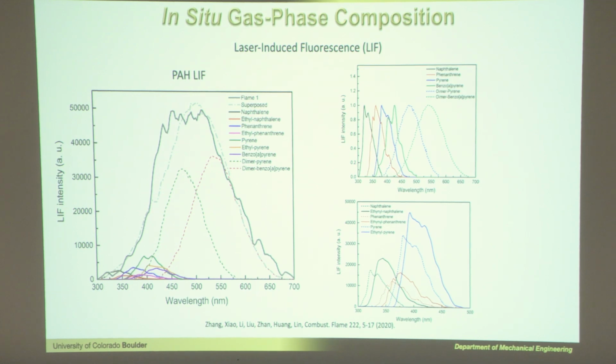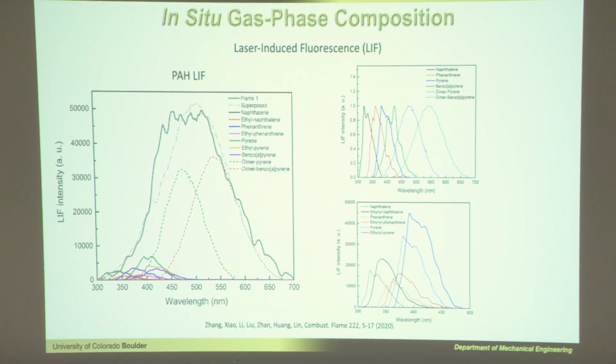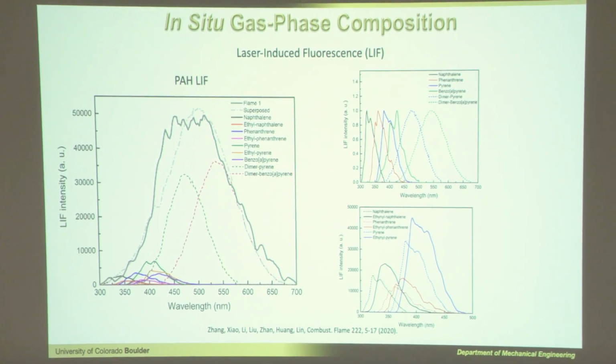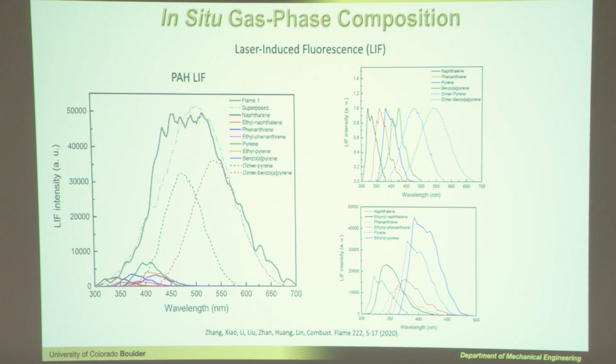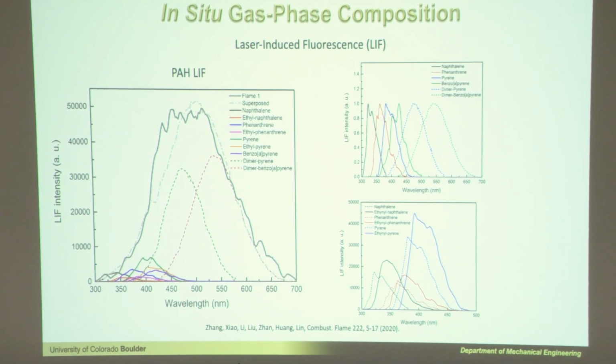So here's another one. This is PAH LIF, right? PAH LIF is a lot harder than measuring these smaller species like NO or OH, because the molecules are large, right? And they're actually very similar to each other in electronic structure. So as they get bigger, you're going to have a red shift for your spectroscopy, for your absorption and emission.